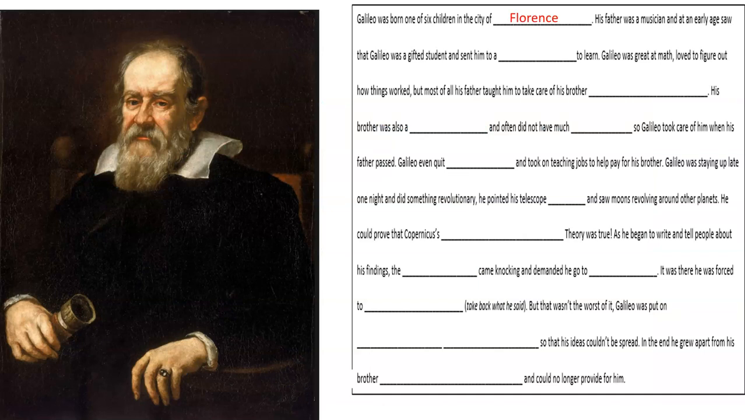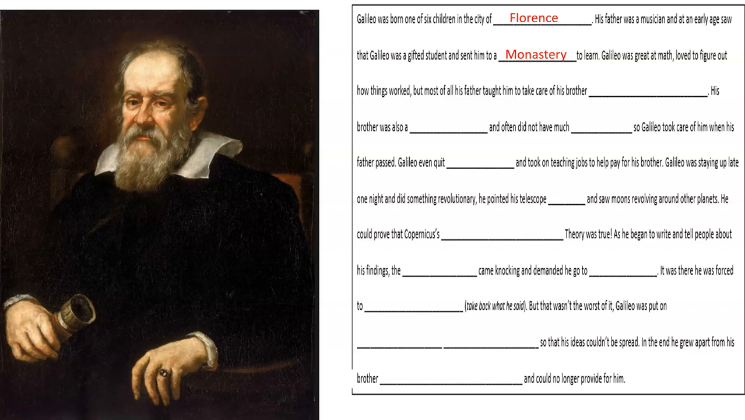Galileo, born one of six kids. He is big family in Florence. His father's a musician, and at an early age, he sees that Galileo is very gifted. So he sends him to a monastery. He's like, go learn, you know, be educated, right? Florence is the heart of the Renaissance where everyone's trying to be educated in Greek and Roman culture.